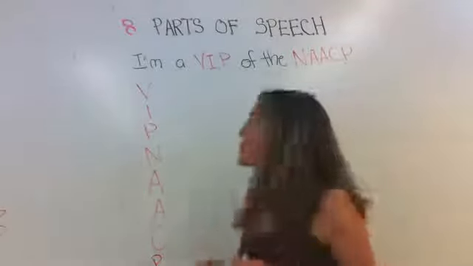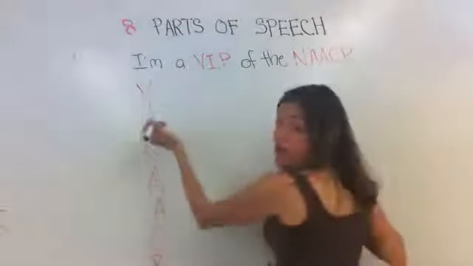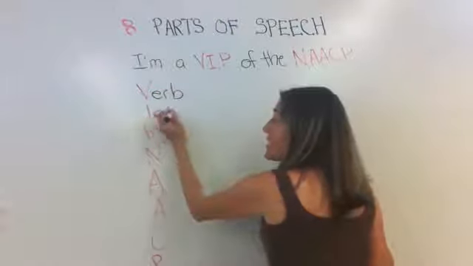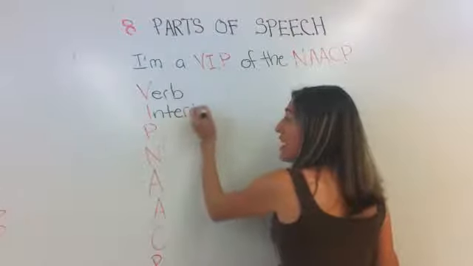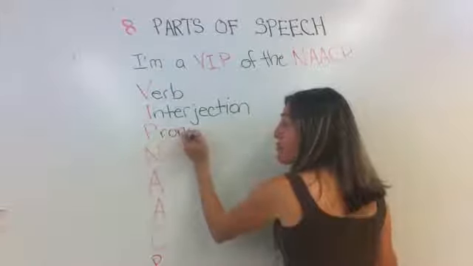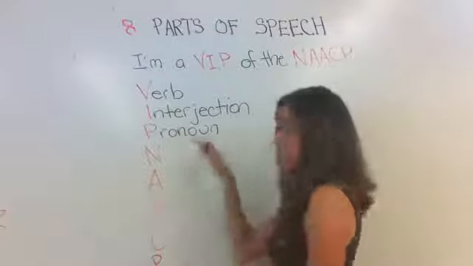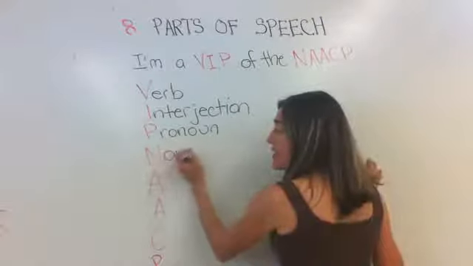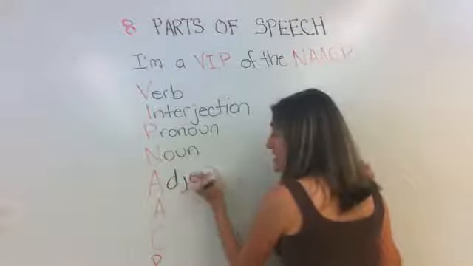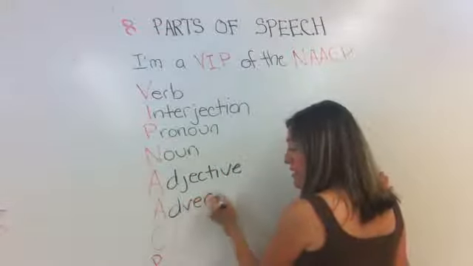Just to review, I know it's the first day that you've heard these, and so you may not remember them all off the top of your head, but V stands for, write it in on your paper with me, verb. I stands for interjection. P stands for pronoun. It also stands for preposition. It doesn't matter what order it goes in, but I'm going to start with pronoun. N, noun. A, adjective. A-D-J-E-C-T-I-V-E. The other A, adverb.